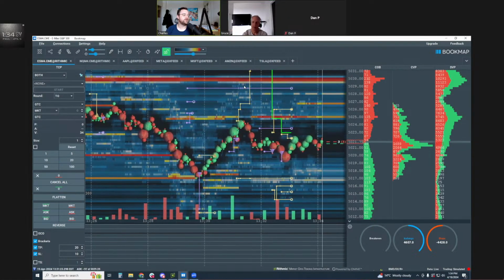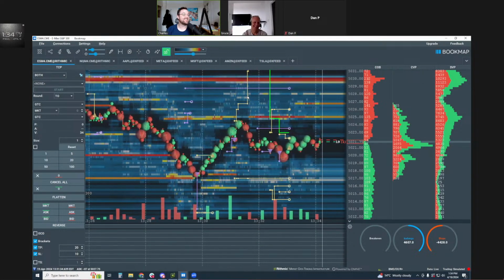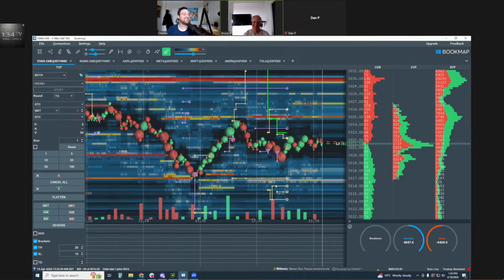No one in my room uses flatten or reversal, Bruce. Everybody plans their trades ahead of time, manages their risk. The trade either works or it doesn't. They don't freak out in the moment.